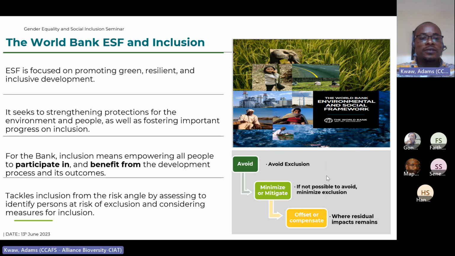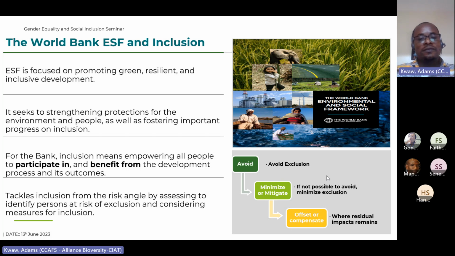So because it's so key to the bank, it encourages all project implementers to apply this framework on projects they are funding. And in so doing, the bank encourages ensuring that the project implementation process creates space for participation of all project target beneficiaries, and in the process allowing them to optimize benefit from the project activities.